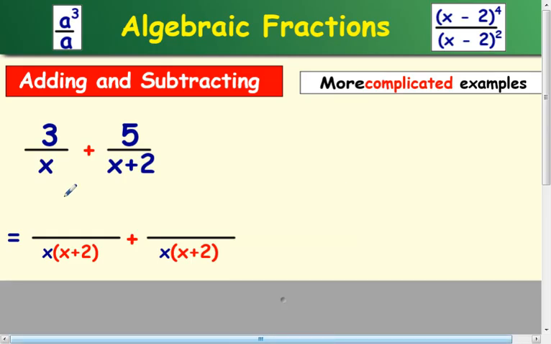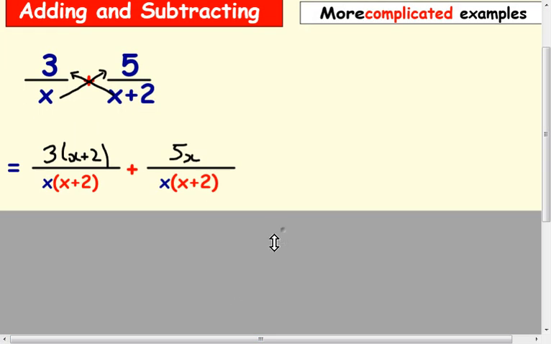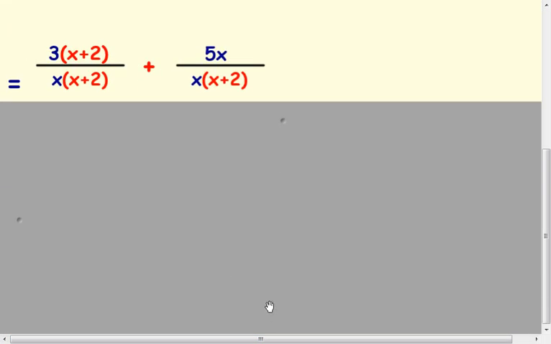Now, what do we do here? Well, how did you get from x to x bracket x plus 2? You times the bottom by x plus 2, so diagonally do the same to the top. So it's going to be 3 bracket x plus 2. And then what do we do over here? Well, we times x plus 2 by x, so do the same to the top, and that's going to become a 5x. Okay, so written a bit neater and tidier, that's what it looks like. So all over the common denominator now, so just put it together with a plus in the middle.